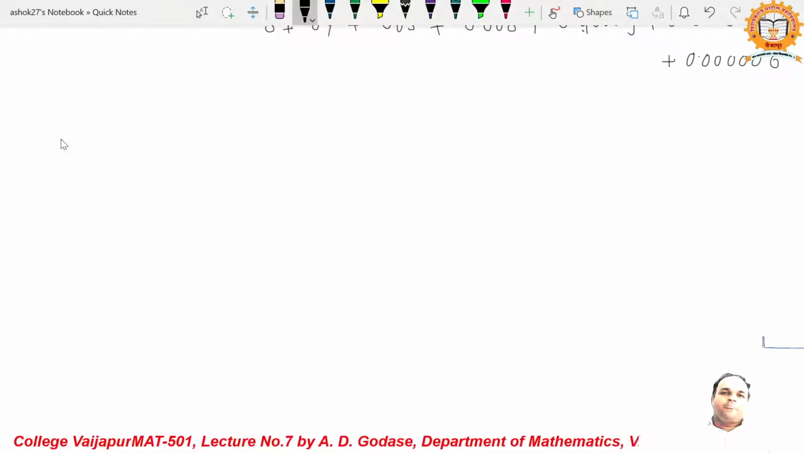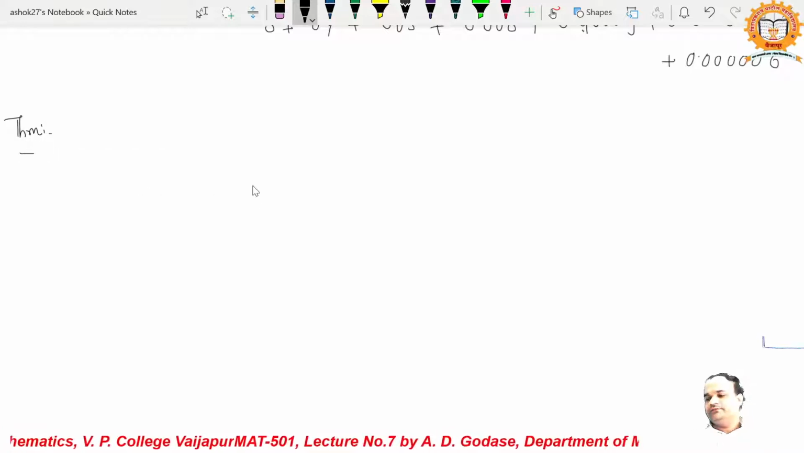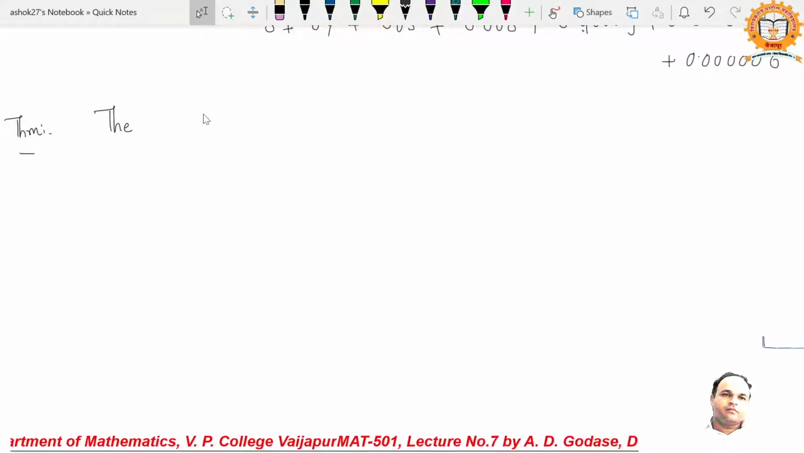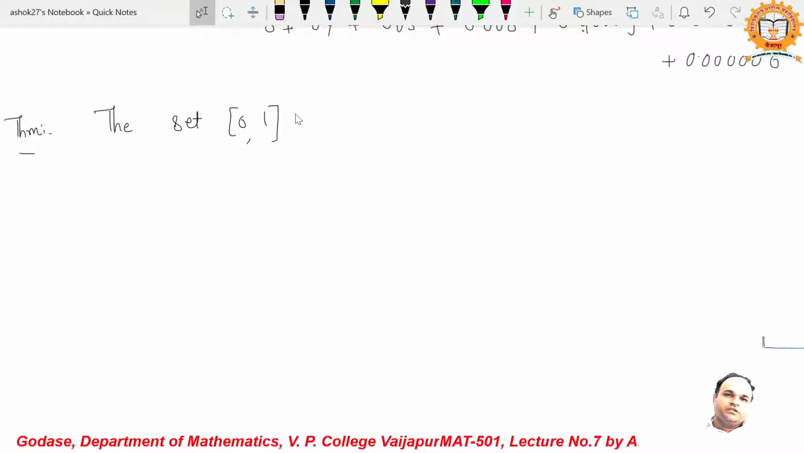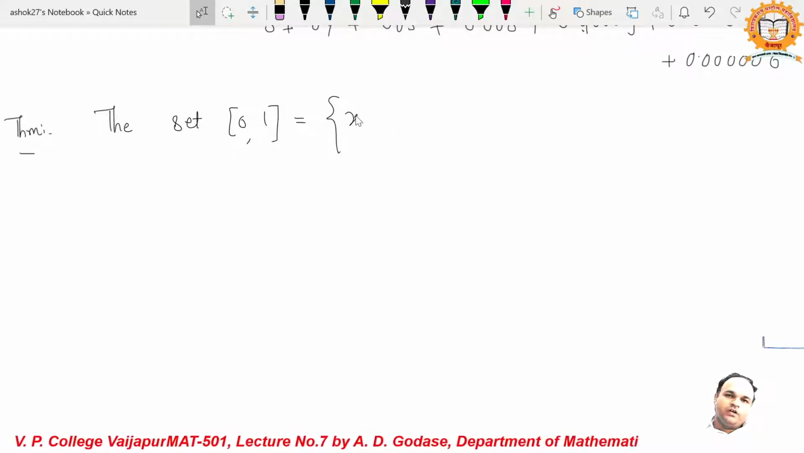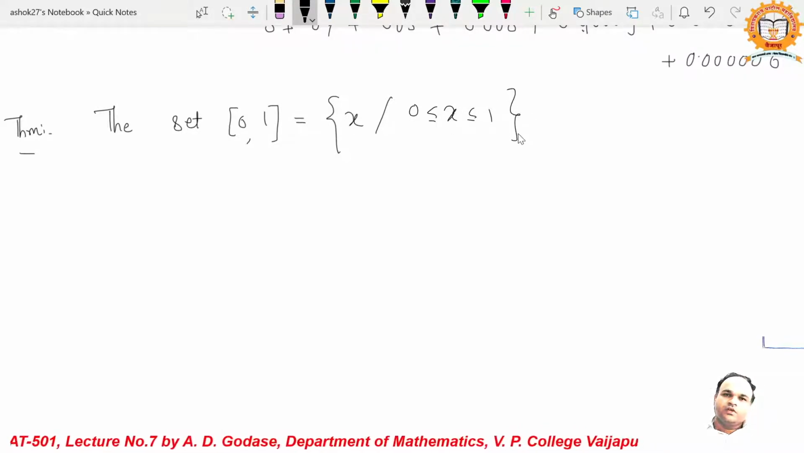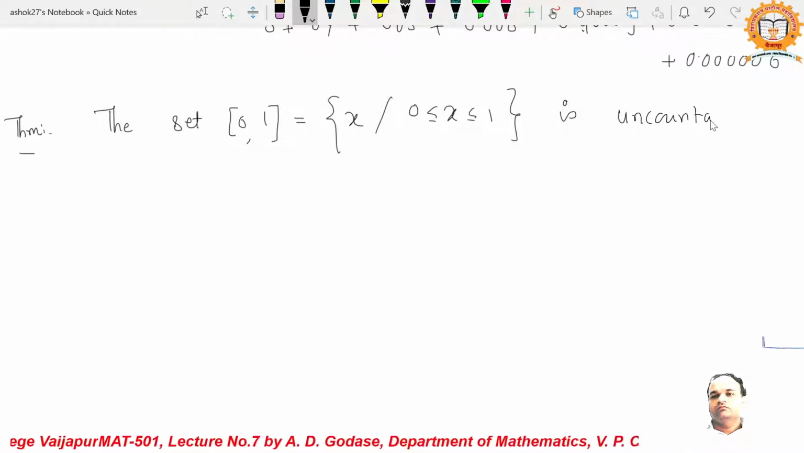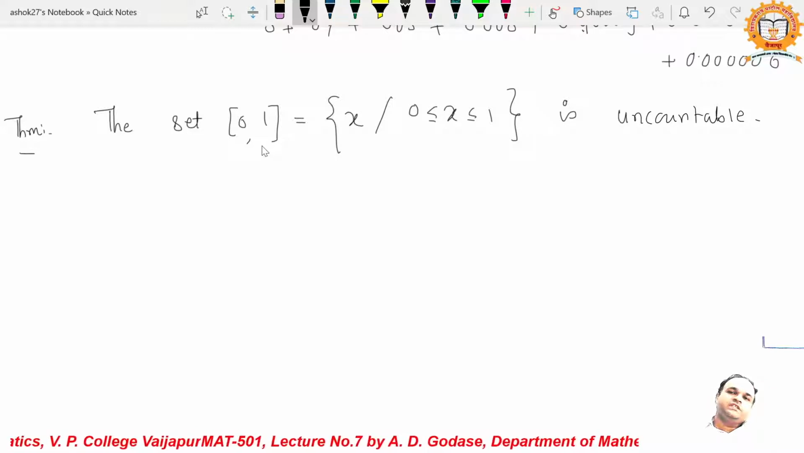So next theorem. The statement of the theorem is that the closed interval [0, 1] is uncountable. What is the closed interval [0, 1]? It is the set of all real numbers which lie between 0 and 1, so x less than or equal to 1 and greater than or equal to 0. We have to prove that this set, the closed interval [0, 1], is uncountable.